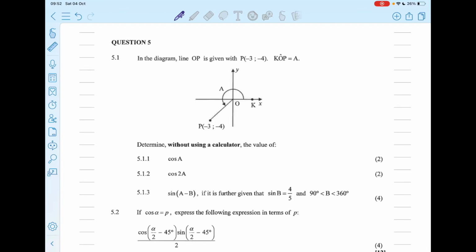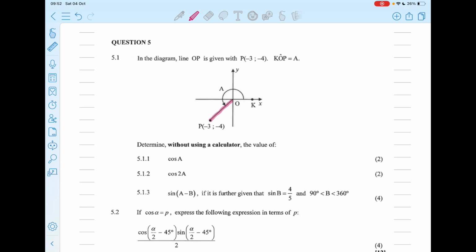Hi there. In today's video, we are looking at question 5, which is a trigonometric question from the November 2024 paper 2 exam. Starting with 5.1, we are told in the diagram, line OP, which is this one, is given with point P, and we are looking at angle KOP, which we're going to call angle A.